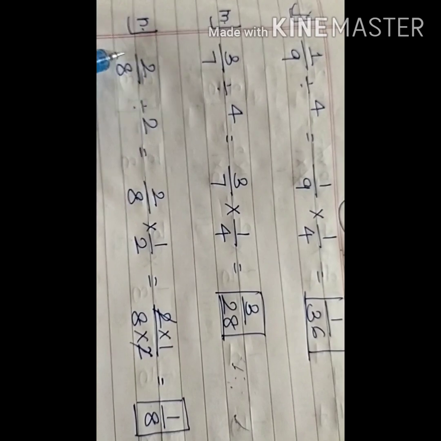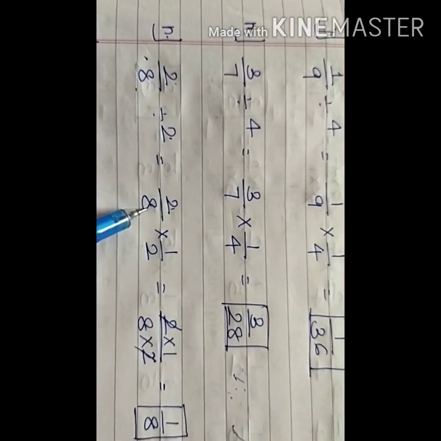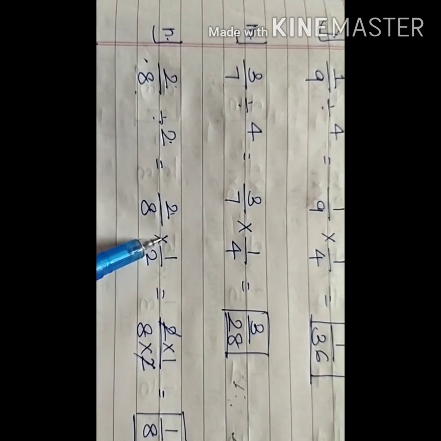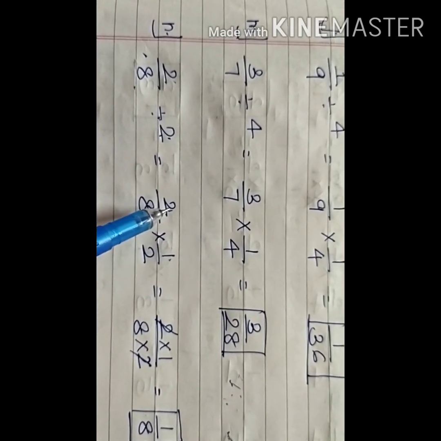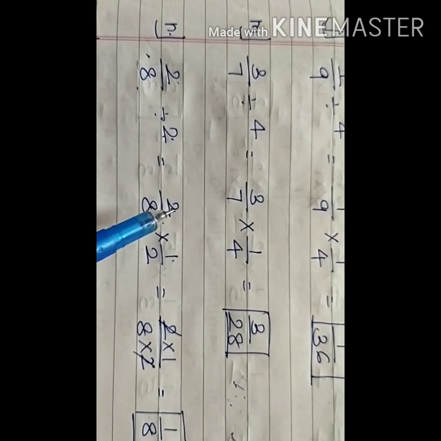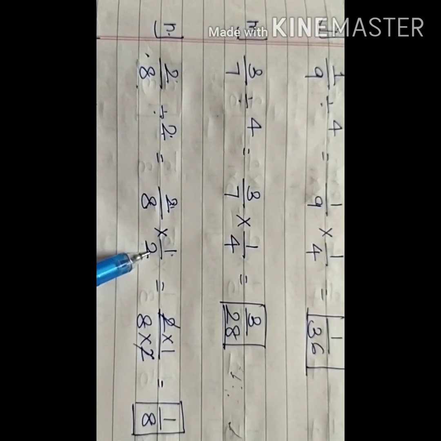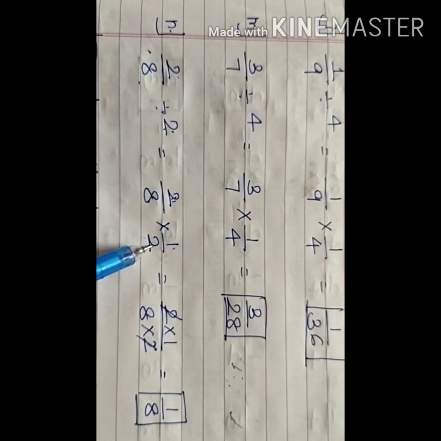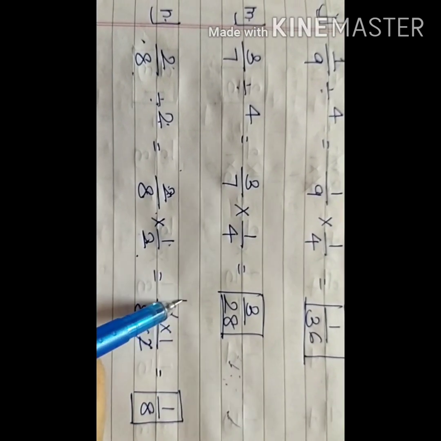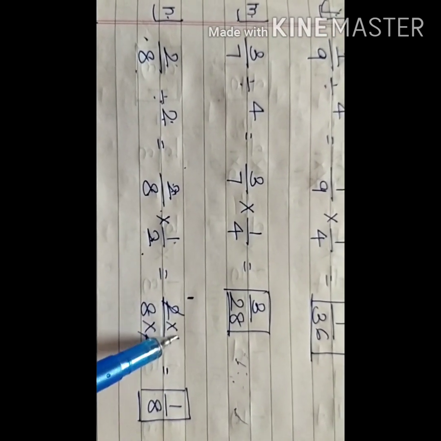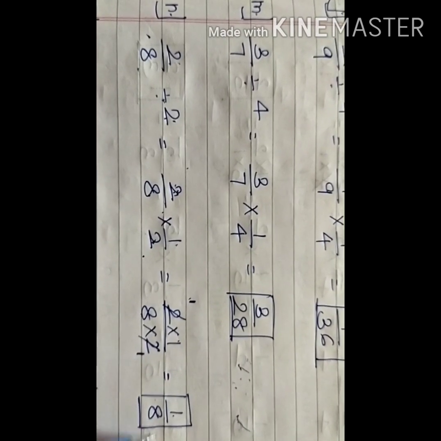Let me show you the last sum from this. 2 upon 8 divided by 2. I write 2 upon 8 as it is. Division converted to multiplication, and the reciprocal of 2 gives me 1 upon 2. I could see that 2 and 8 can be reduced, and also 2 and 2 can be reduced. So it is depending on you what you want to reduce. Here I have reduced 2 and 2. So 2 ones are 2, 2 ones are 2, everywhere it becomes 1. So 1 ones is 1 and 8 ones is 8.